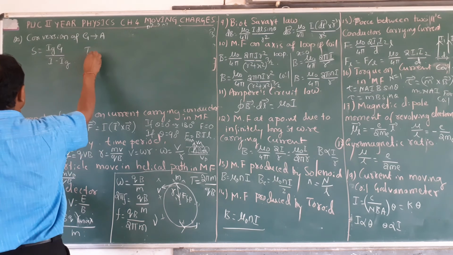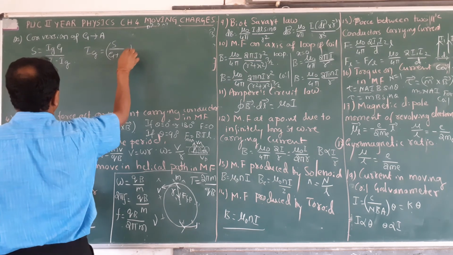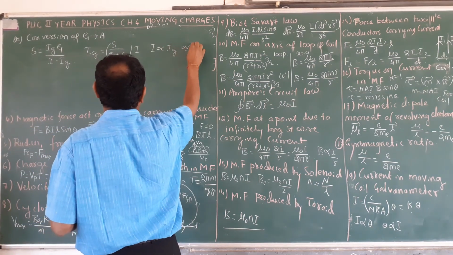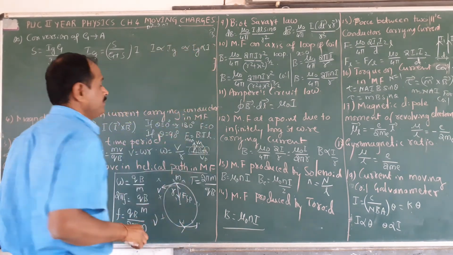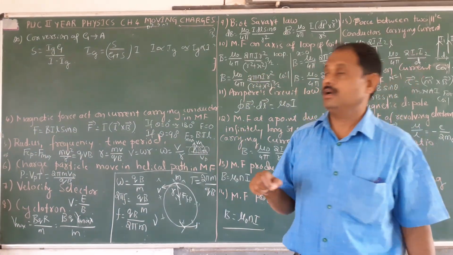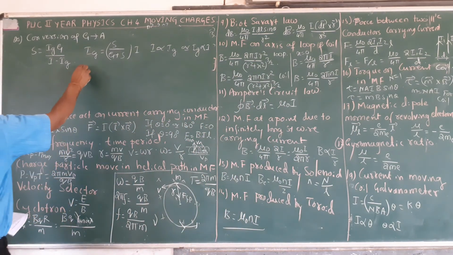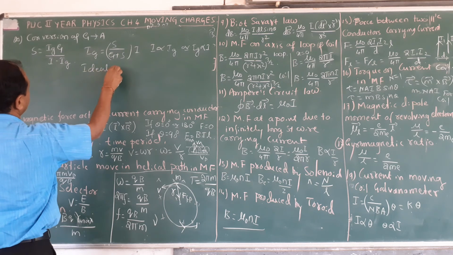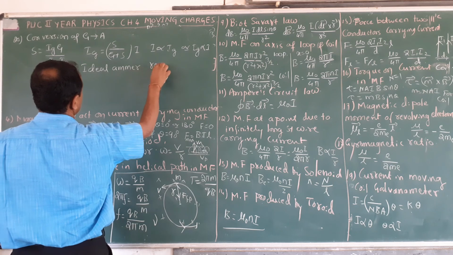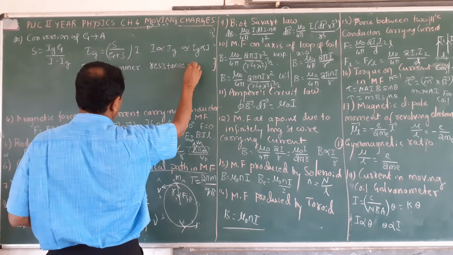Now IG is equal to S upon G plus S into I. Now I is proportional to IG, or IG is proportional to I. It means the current which is measured is directly proportional to the full scale deflection current. Now for an ideal ammeter, the resistance of the ammeter is equal to 0.